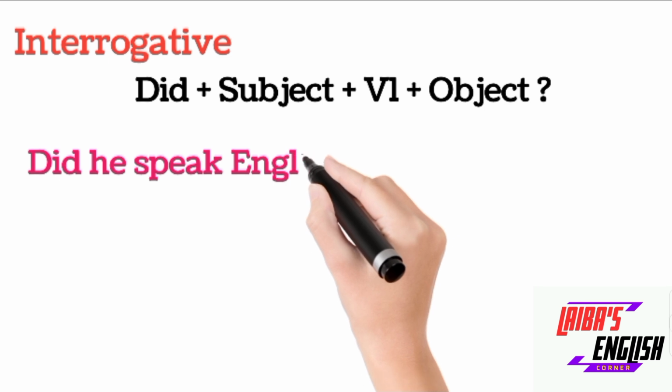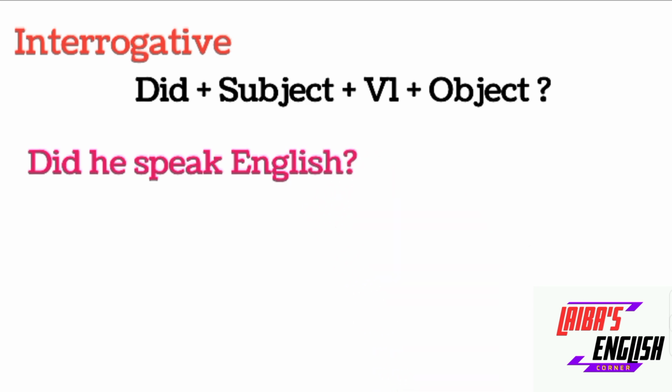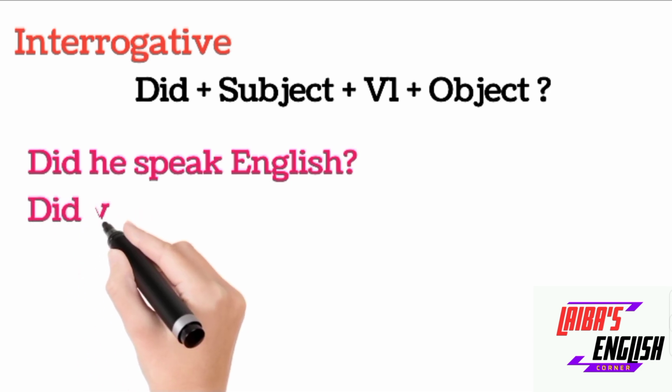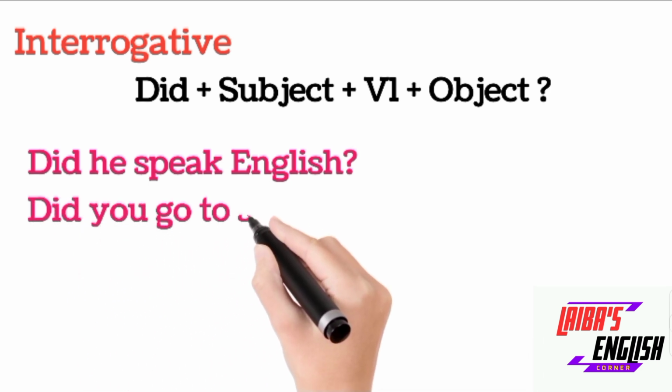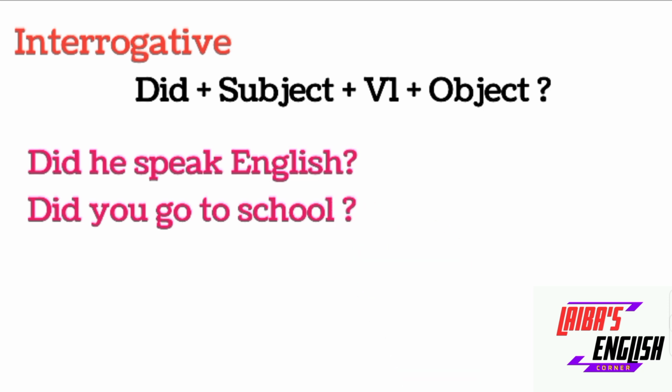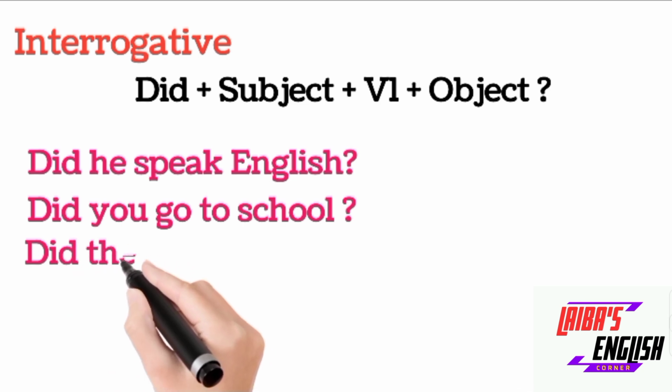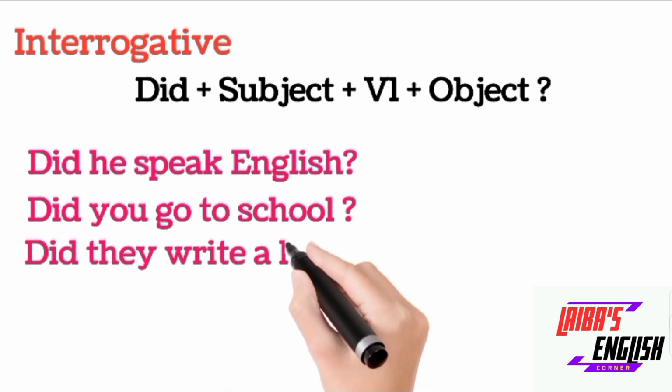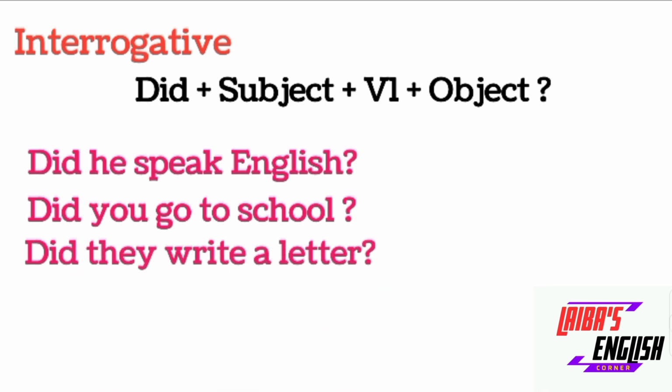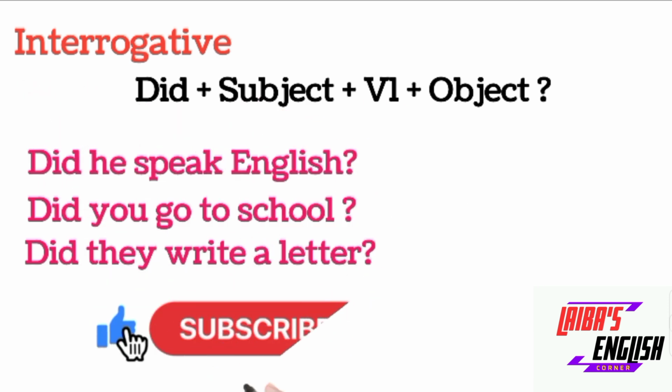For example, did he speak English? So here we also have to use verb first form. Why? I already told you that did is already the second form of do, so we have to use first form of verb for once in a sentence. Second example is did you go to school? Third example is did they write a letter? So here you are clearly seeing that we are using did with the subject, verb first form and an object.